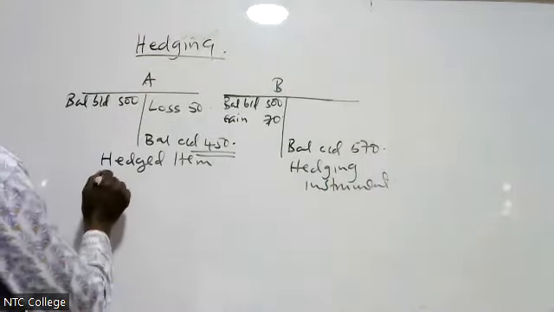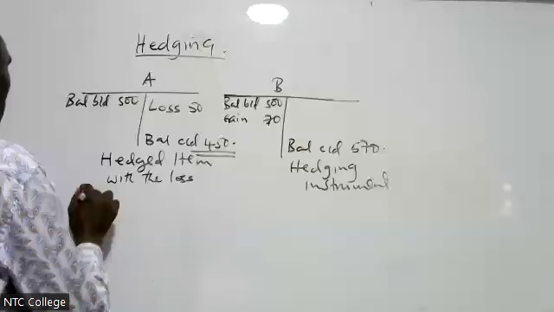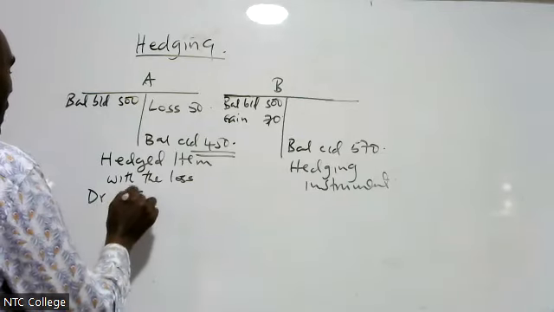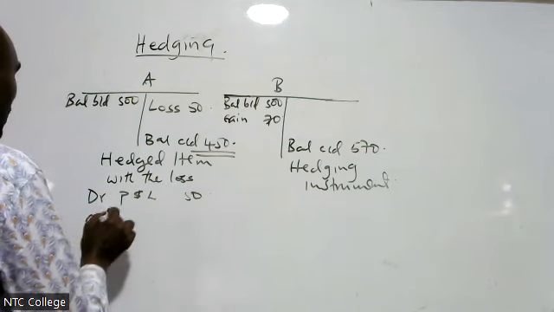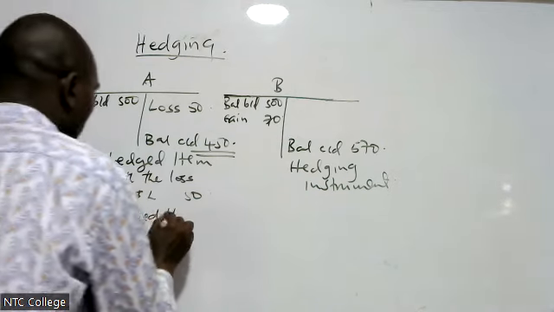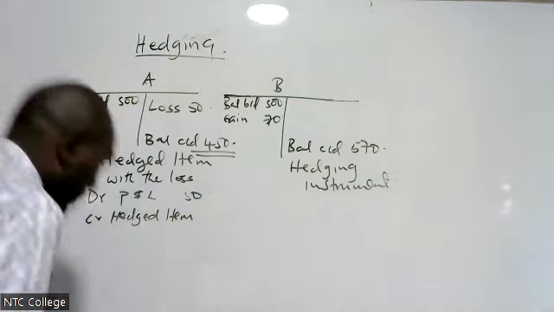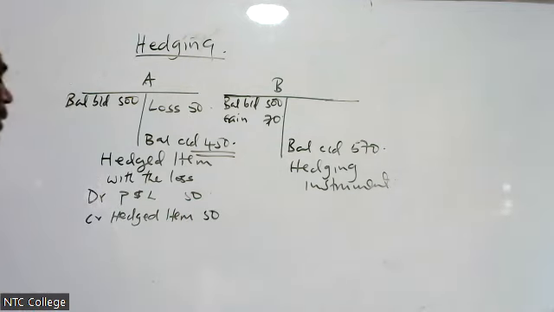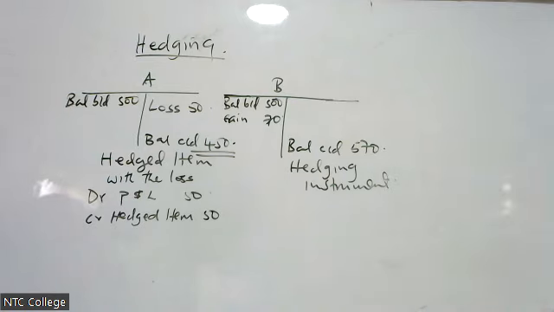Now, with the loss, I'm going to debit P and L with 50 and credit the hedged item with 50. That is on my hedged item. I have a loss, so I debit P and L.